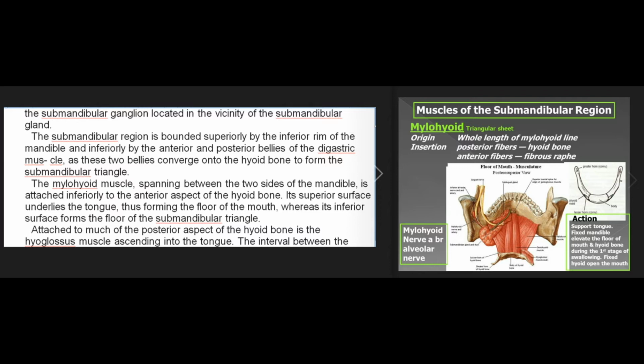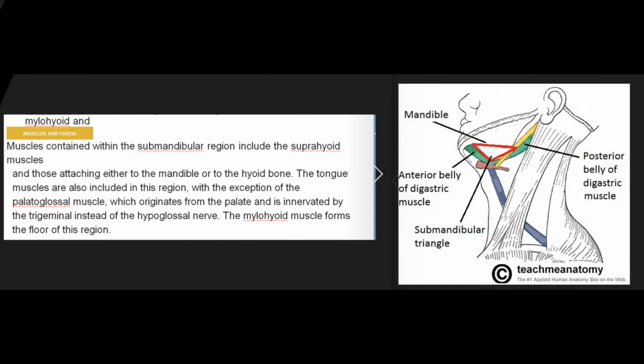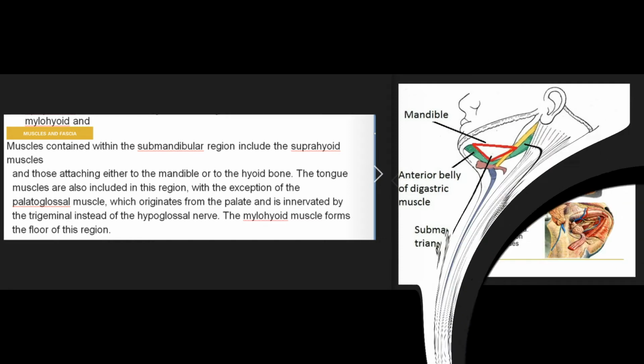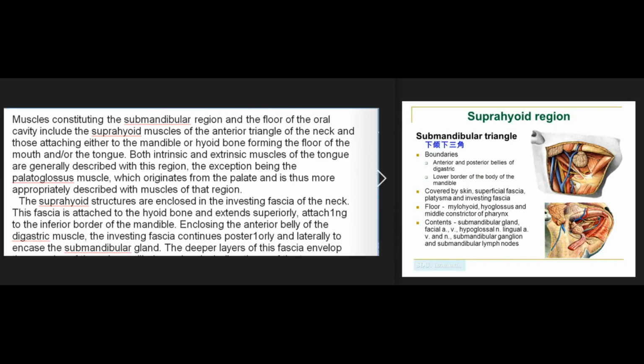Attached to much of the posterior aspect of the hyoid bone is the hyoglossus muscle ascending into the tongue. The interval between the mylohyoid and muscles contained within the submandibular region include the suprahyoid muscles and those attaching either to the mandible or to the hyoid bone. The tongue muscles are also included in this region, with the exception of the palatoglossal muscle, which originates from the palate and is innervated by the trigeminal instead of the hypoglossal nerve. The mylohyoid muscle forms the floor of this region.